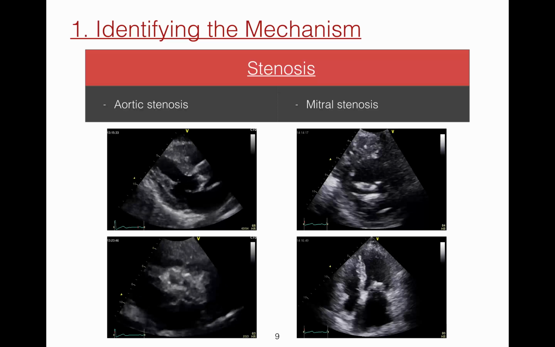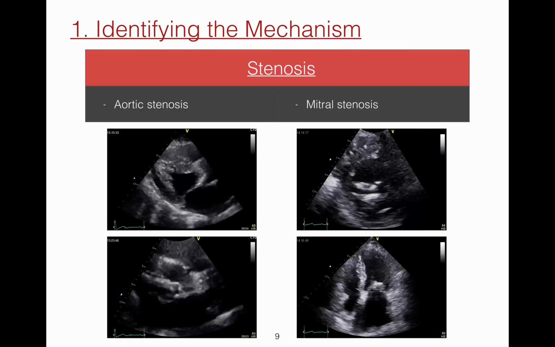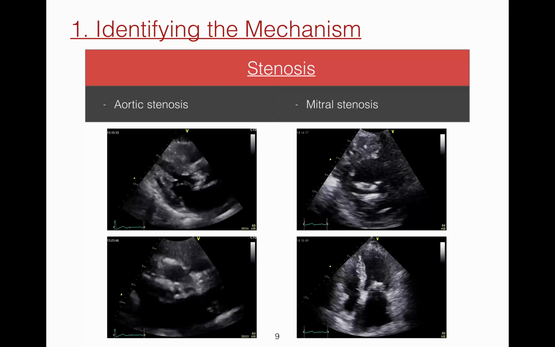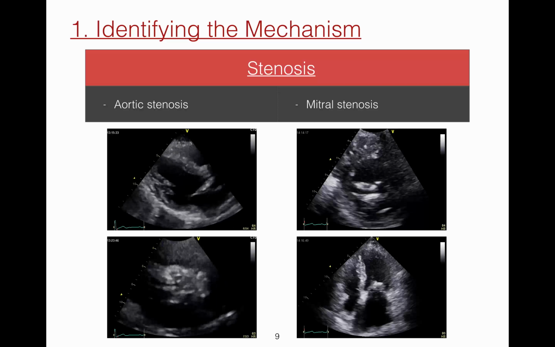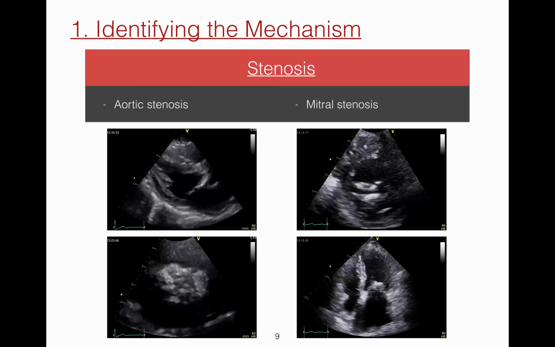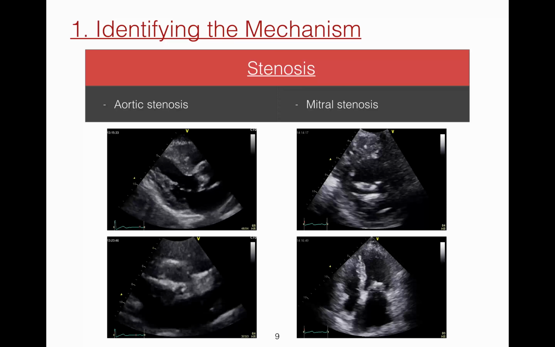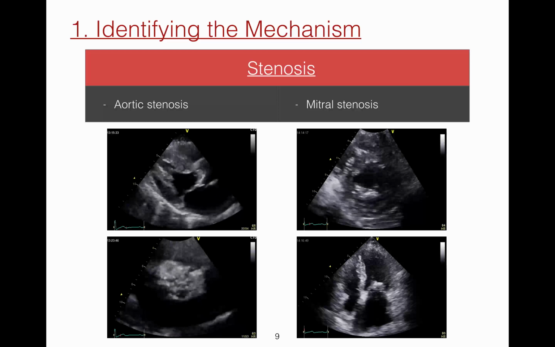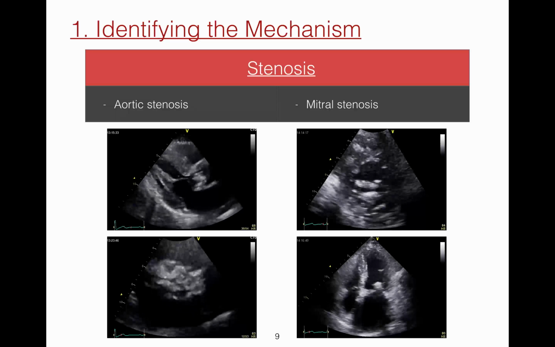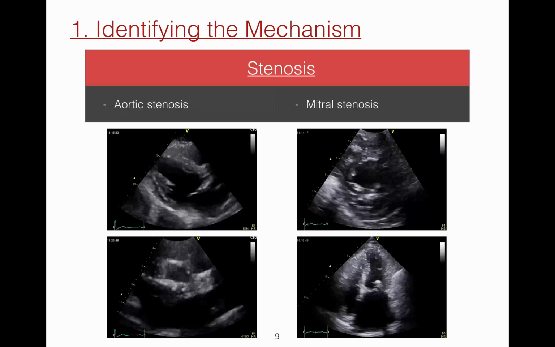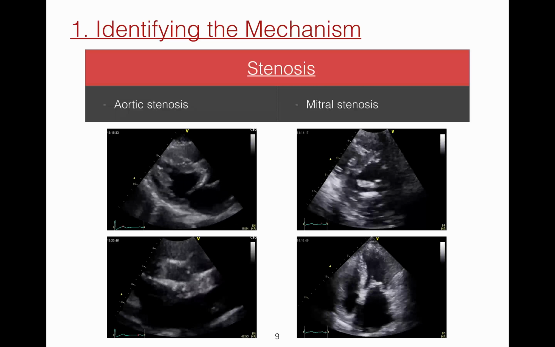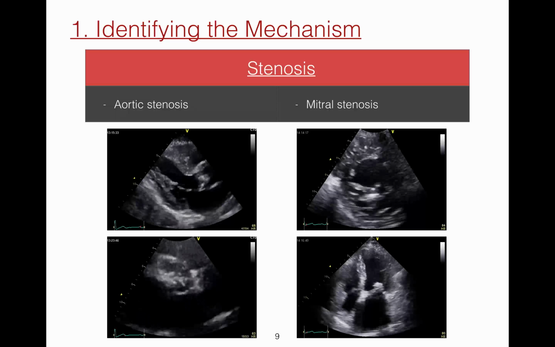These 2D images show characteristic changes due to chronic aortic stenosis: increased leaflet and annular thickening and brightness, reduced leaflet mobility, and left ventricular hypertrophy. And the 2D images on the right show changes due to chronic mitral stenosis: increased leaflet thickening and brightness, reduced leaflet mobility, and left atrial dilatation.